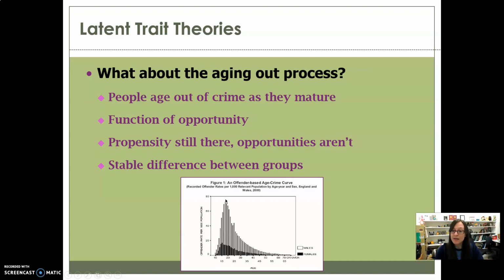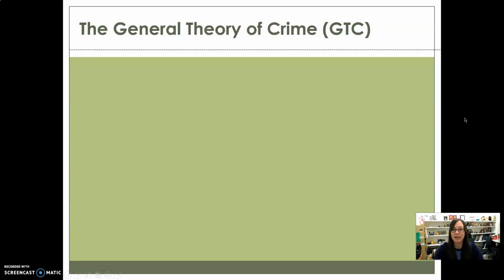Both groups do that, but you can see that the males are always more likely to commit crimes than the females, which is true. Males are more likely to commit crimes than females. So we see that constant difference between our two groups, but they both still follow that age-crime curve. And that's where you have that stable difference. The people who are more likely to commit crimes are always going to be more likely. Both groups follow the age-crime curve, but you're always going to see stable differences between those groups. Everybody goes down with age, but there's still always that difference between the groups. And that's what the latent trait would explain.